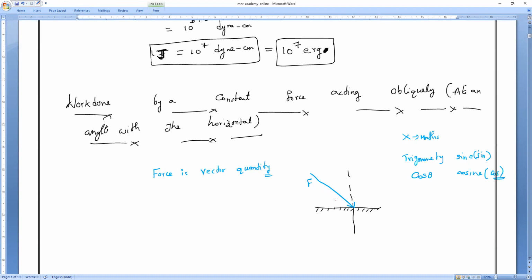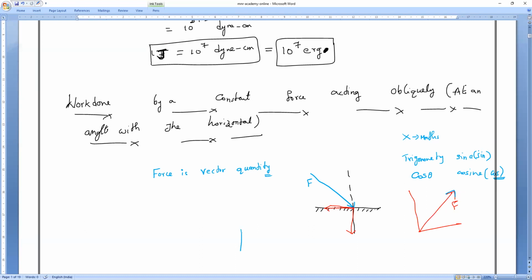So the horizontal component, if you take it, the force is acting in 2 different directions. One is vertical and another one is horizontal. Are you clear? Please respond. So if the force, for example, is applied in this direction, in this case we will try to apply the force like this.